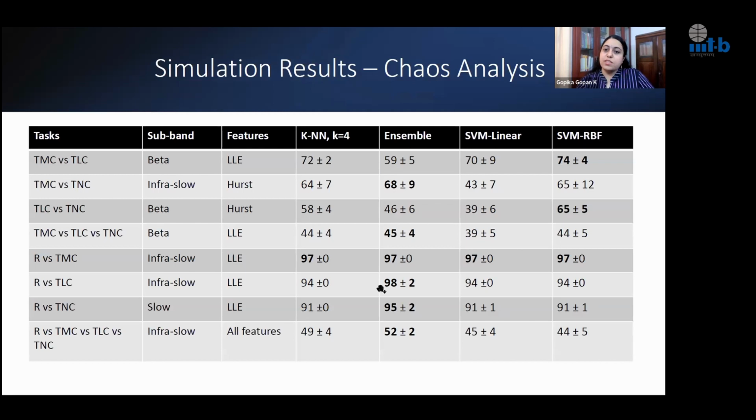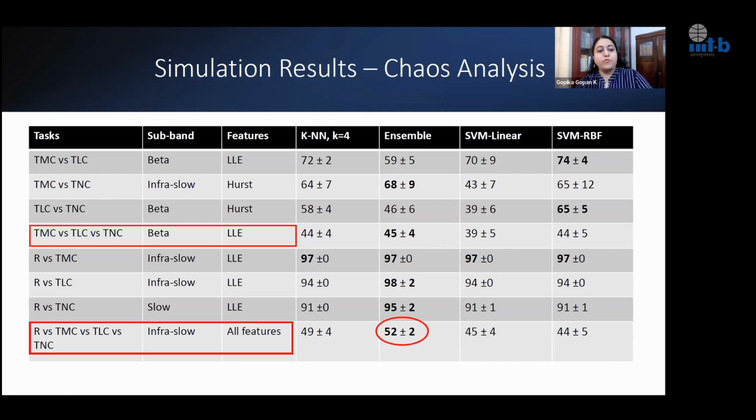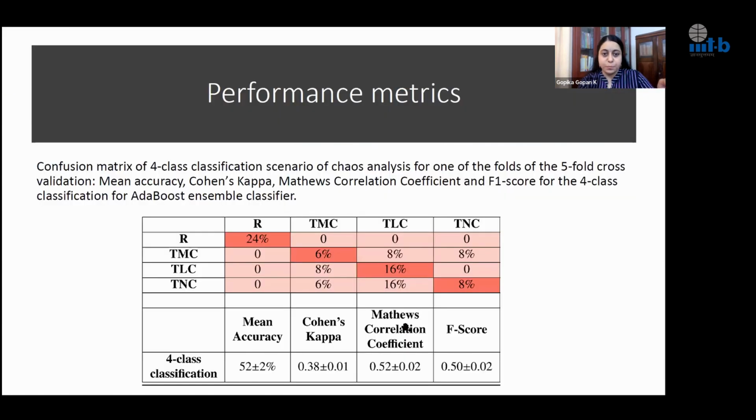So the simulation results obtained from chaos analysis are shown over here. In particular, if we look at different grades of analysis of visual creativity, we see that there are significant changes in the chaoticity of the beta band. However, when we add the rest into the different grades of creativity, it's seen that all the features are significant in distinguishing the 4 classes, and we reach a peak accuracy of 52%.